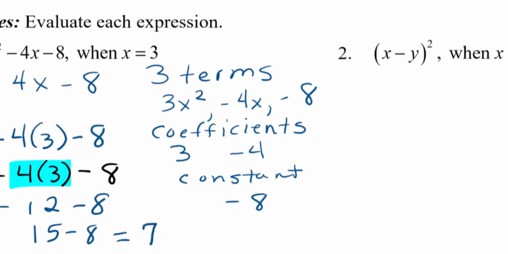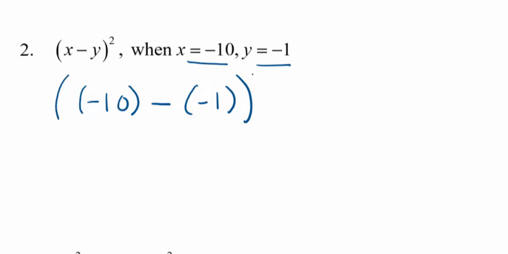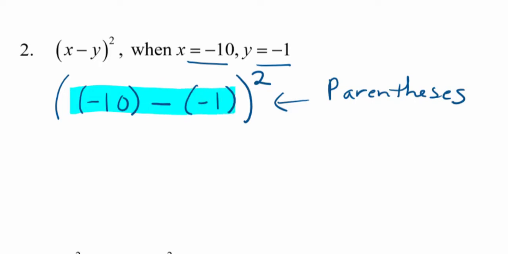Okay, let's go to number 2. In number 2, we have this expression, x minus y squared, and we're going to evaluate it when x is -10 and y is -1. So we're going to go ahead and replace -10 for x and -1 for y. And you notice here we have a parenthesis and we have that square. So we're going to evaluate inside the parentheses first before we do the squaring part. Okay, which means we're going to do this subtraction here.